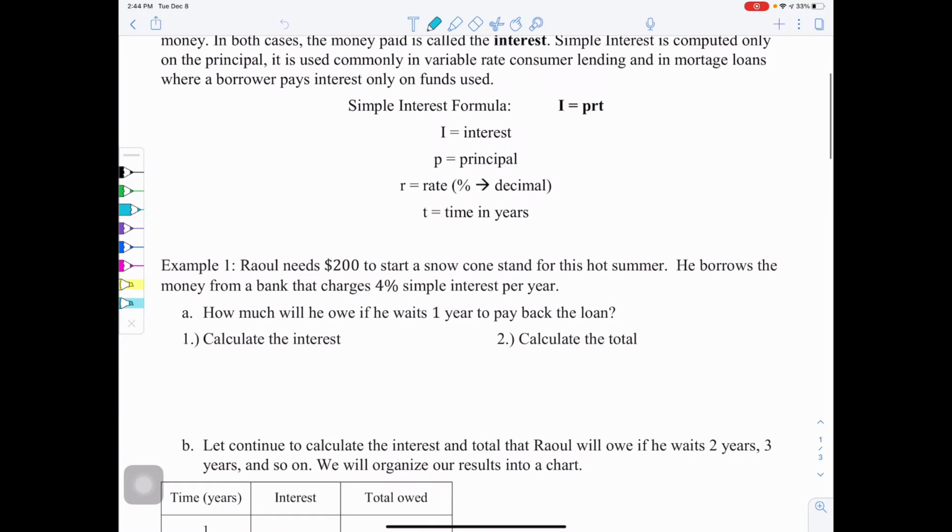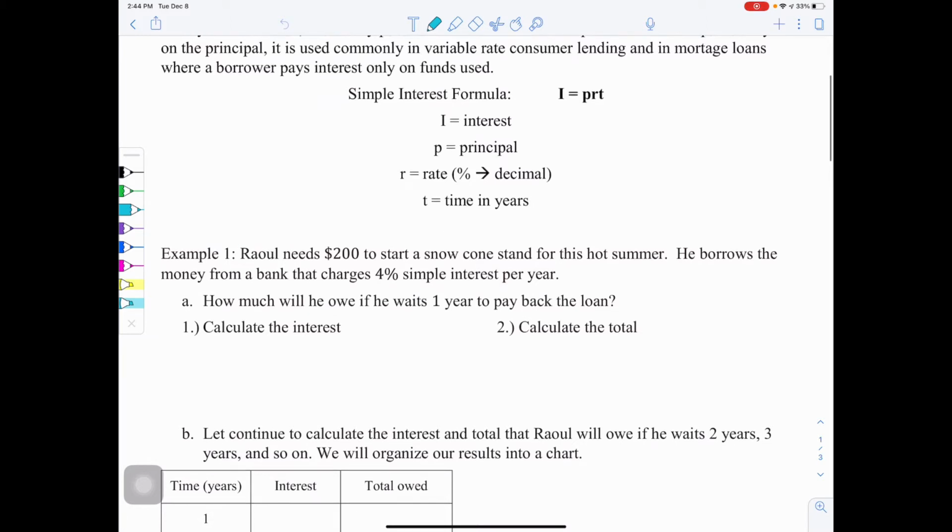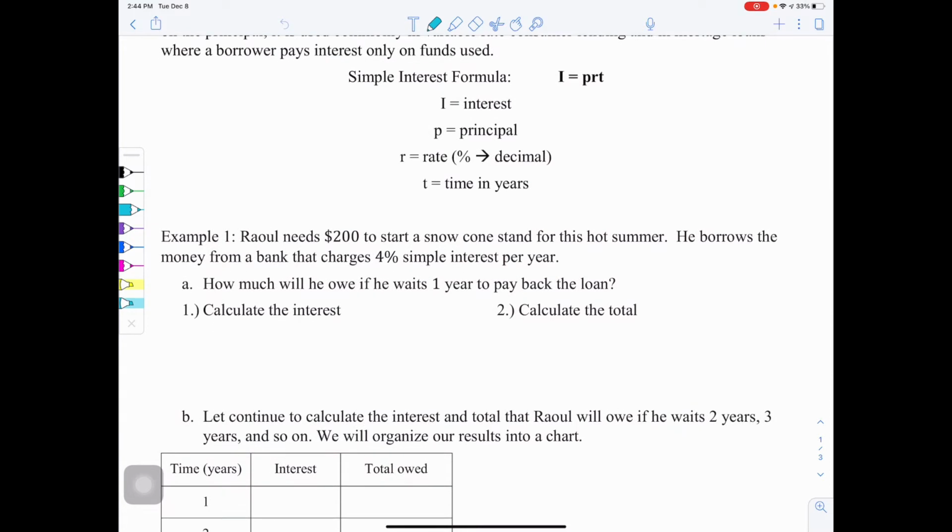Looking at example 1, Raul needs $200 to start a snow cone stand for this hot summer. He borrows the money from a bank that charges 4% simple interest per year. How much will he owe if he waits 1 year to pay back the loan? So the first part of the question wants to calculate the interest.